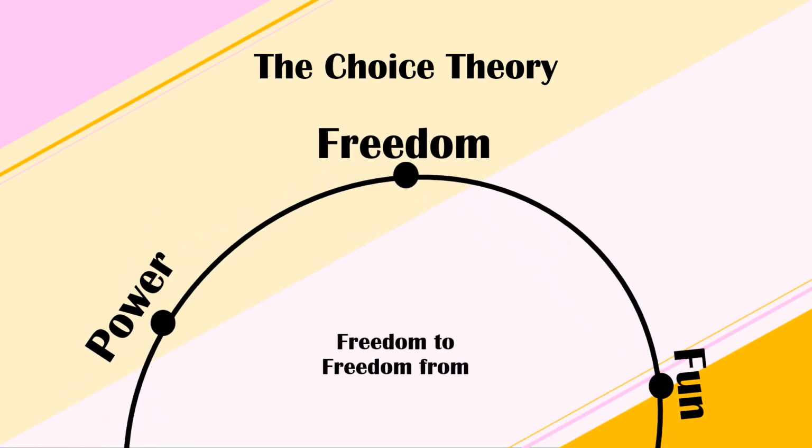Freedom is split into two groups. There's freedom to, which means your classic definition of freedom, your ability to do things that you want to do. There's also freedom from, which can be things like freedom from discomfort.